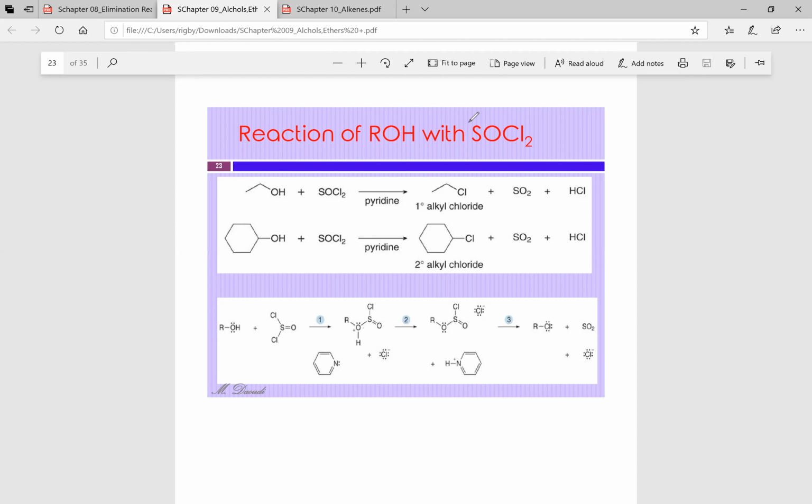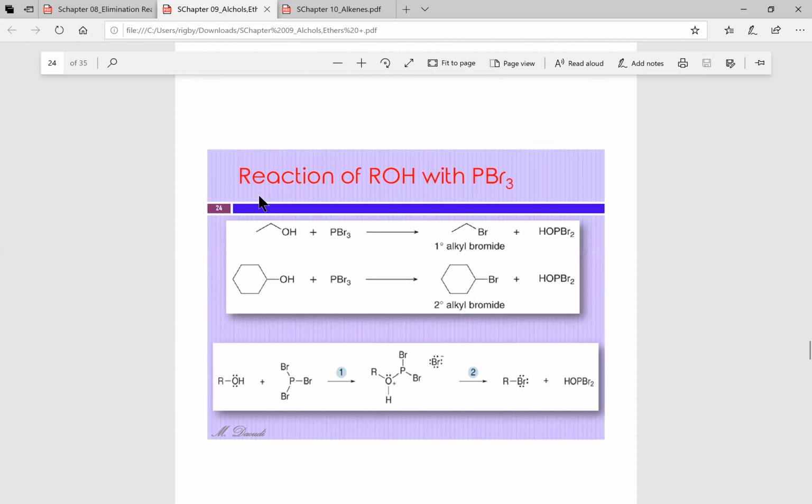But just know that an alcohol with SOCl2 will replace the OH with a Cl group. Okay? And then PBr3 does the same thing, but with bromine. These reactions here, I wouldn't recommend memorizing the mechanism. Rather, I would recommend knowing what reactants do what, especially when thinking about SOCl2 and PBr3.